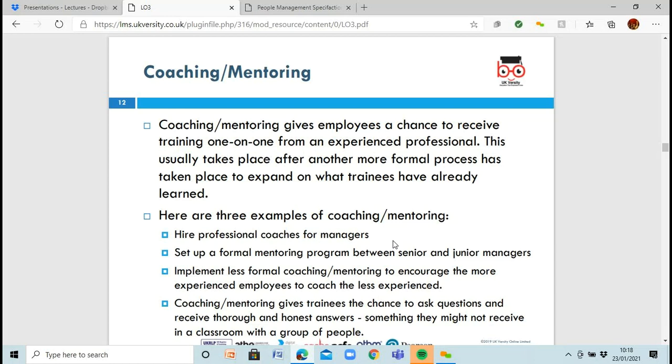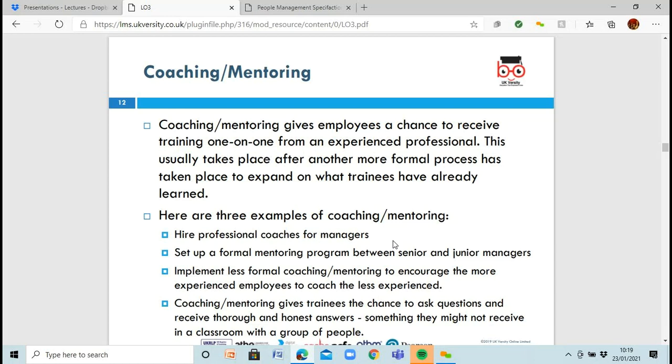You can set up formal mentoring programs between senior and junior managers. And you can also have less formal coaching. So you can have more experienced people teaching less experienced people. They just have where they're shadowing each other and they're talking and they're basically there to answer questions.